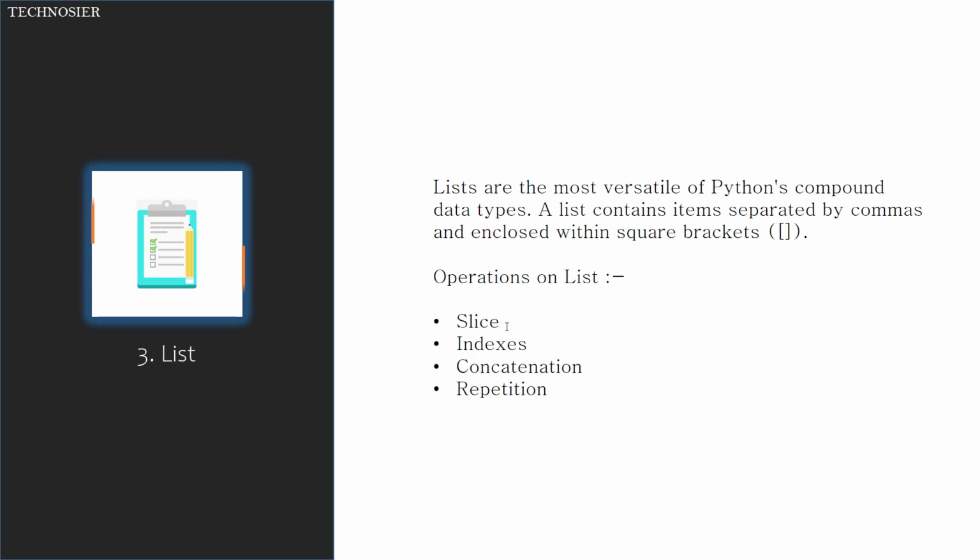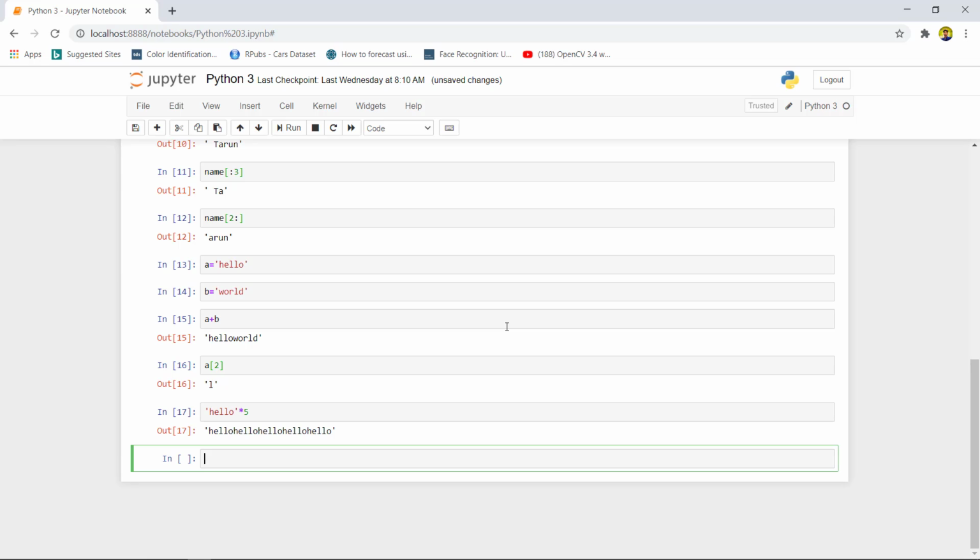Moving towards another data type in Python called list. Lists are the most versatile of Python's compound data types. A list contains items separated by commas and enclosed within square brackets. We can use different operations on lists called slicing, indexing, concatenation and repetition. By seeing the example, suppose you want to make a list called a, you can type a, brackets, and numbers separated by commas. Suppose we type here 1, 2, 3, 4, 5.